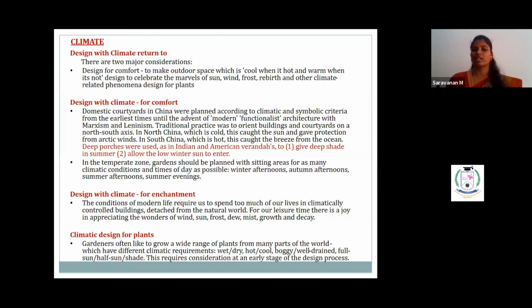in our modern life, we like to spend more of our lives in climatically controlled buildings, which are actually detached from our natural world. So at times we need to enjoy the wind and sun and the vegetation, whatever is happening around us with the natural elements. And when you design with plants, we always first look into the climatic conditions and what kind of plants are suitable to grow there.